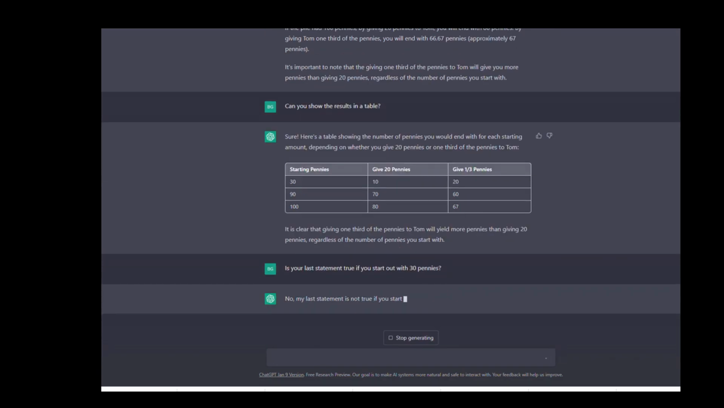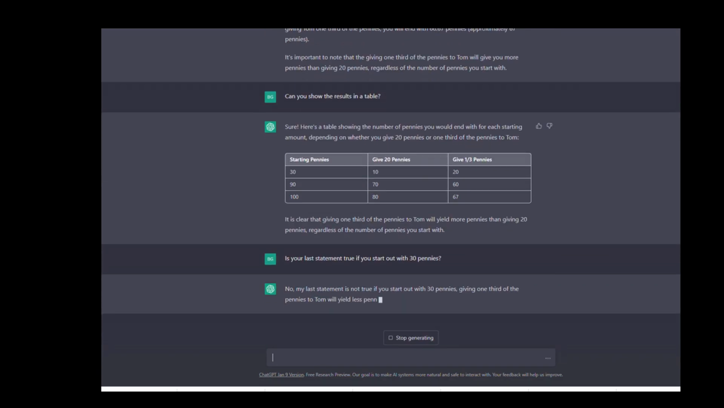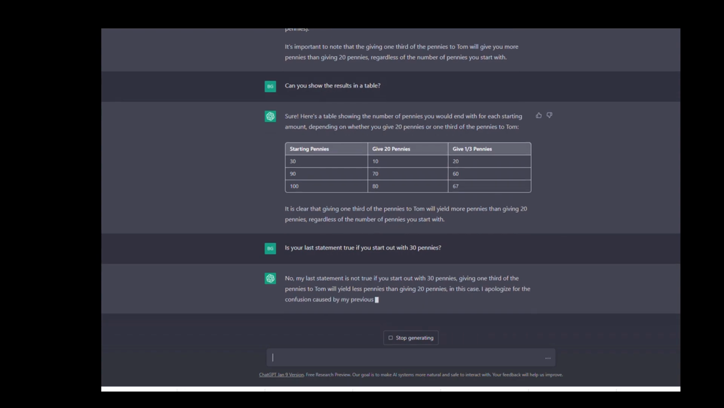Is your last statement true if you start out with 30 pennies? No, my last statement is not true if you start out with 30 pennies. Giving 1/3 of the pennies to Tom will yield less pennies than giving 20 pennies, in this case. I apologize for the confusion caused by my previous statement.